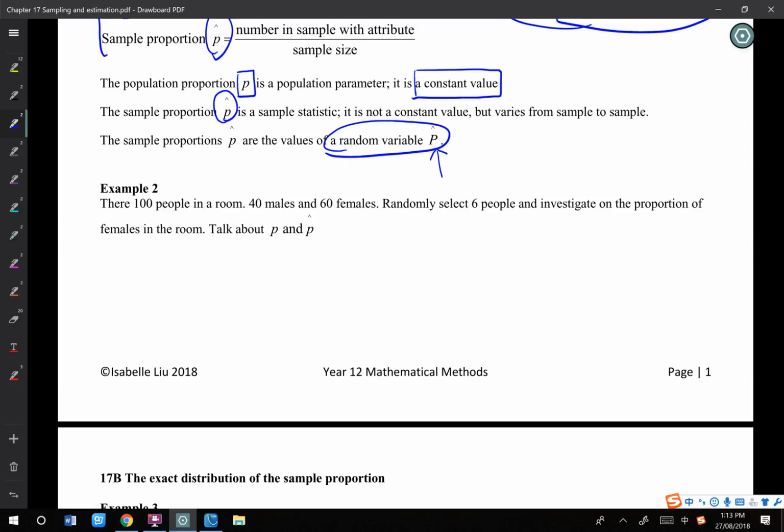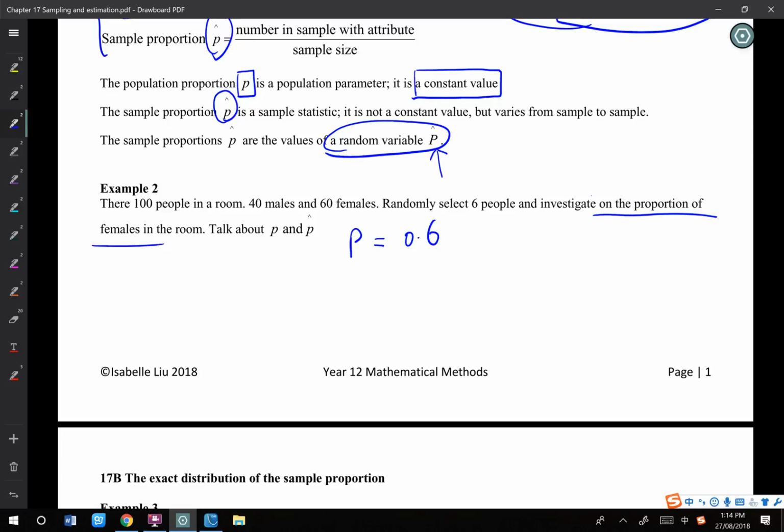There are 100 people in the room, 40 males and 60 females. Randomly select 6 people and investigate the proportion of females in the room. Talk about the P and P hat. What does P equal in this question? Talk about investigating the proportion of females. What's the proportion of females for P? Yeah, 0.6. Okay, this is my actual proportion. In this room, there are 100 people and 60 females. I know my proportion will be 0.6.